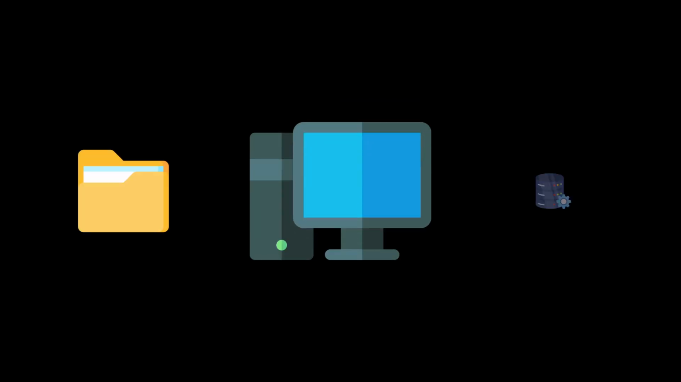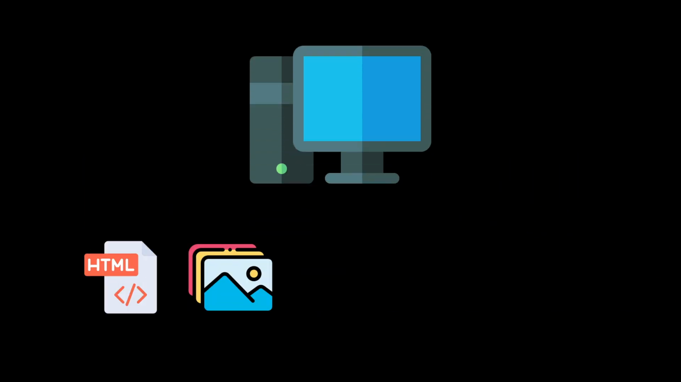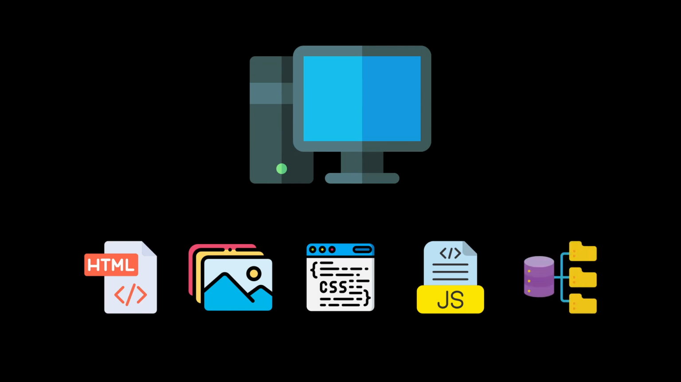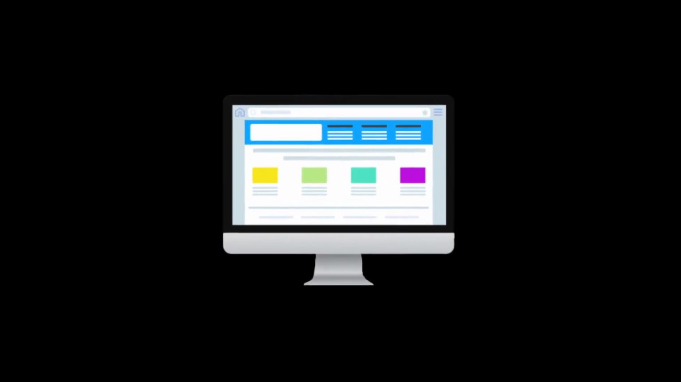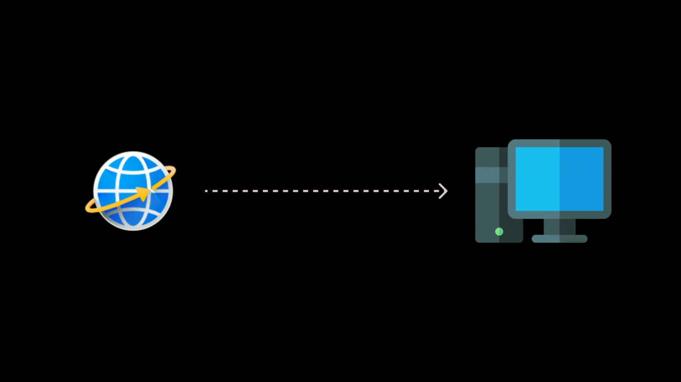A server is a powerful computer that stores the files and data of a website, such as HTML files, images, styles, scripts, databases, and other server-side executables. When you open a browser and open a website or web application, the browser sends a request to the server. The request may be of type HTTP or HTTPS based on the web address you type in the browser. By default, it sends an HTTP request.